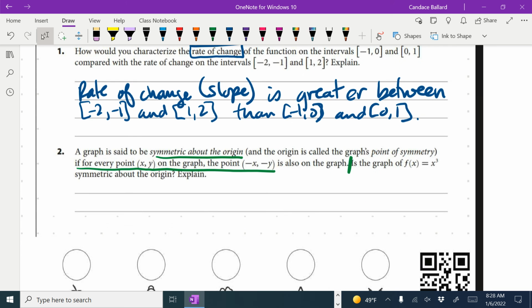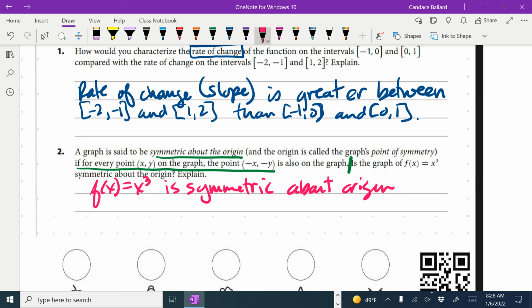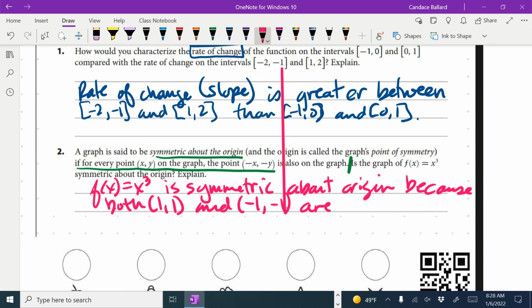So we would want to say f of x equals x cubed is symmetric about the origin. That makes more sense. Is symmetric about the origin because both 1, 1 and negative 1, negative 1 are on the graph. I'll fix that.